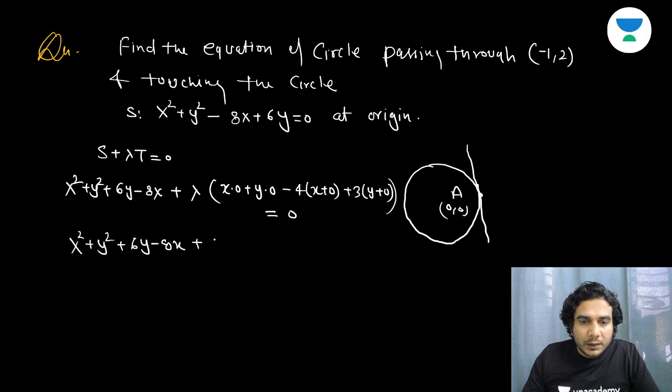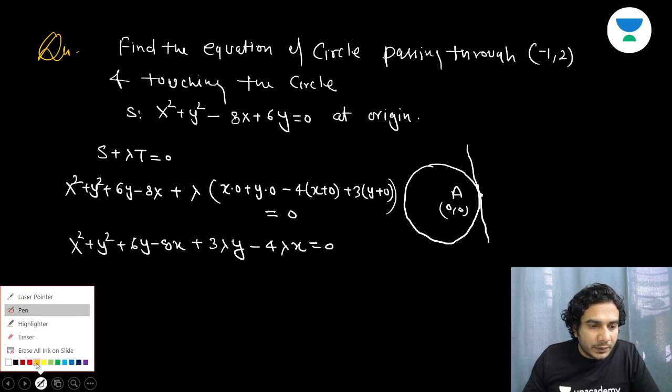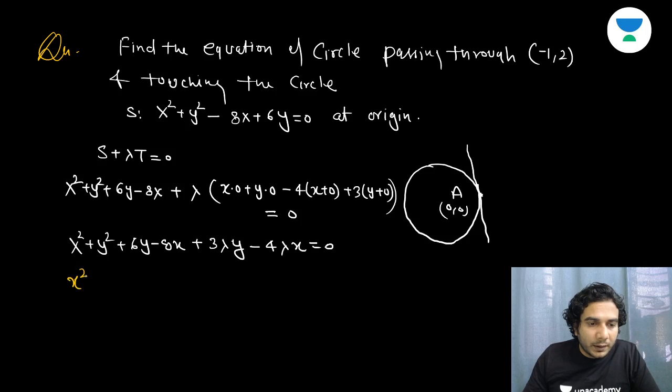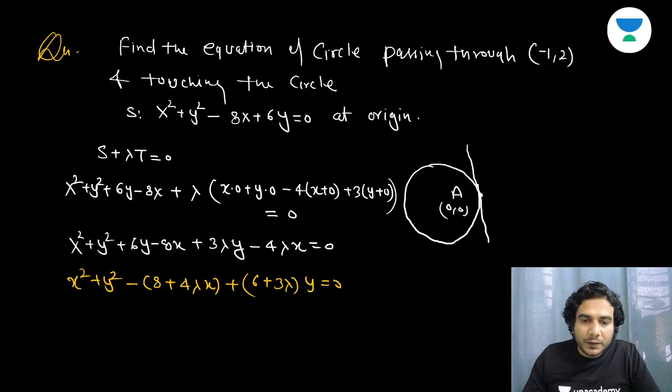So it is 3 lambda x, 3 lambda y and minus 4 lambda x, okay? If I club all the terms, it is x square plus y square minus of 8 plus 4 lambda into x, all right, plus 6 plus 3 lambda into y is equal to 0, all right? So this represents the family of circle passing through, touching the given circle at point A, at origin basically, okay?